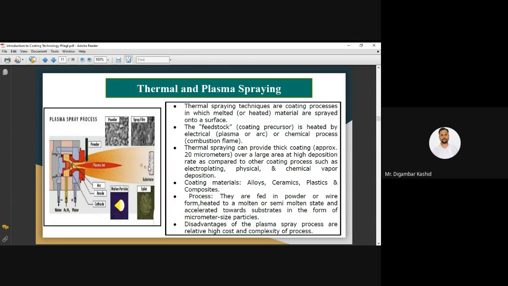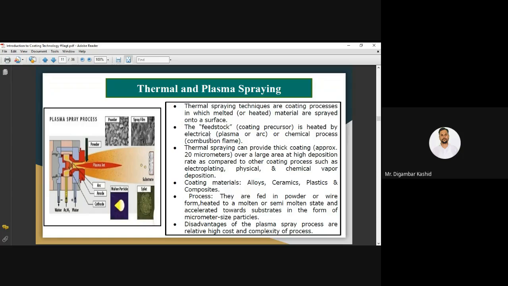This is our substrate. Substrate means the thing on which we want to do the coating. So here, within the spraying, we spray this heated or molten material onto this substrate. That is called plasma spraying or thermal spraying. How to produce the plasma, we are going to see in the next lecture.